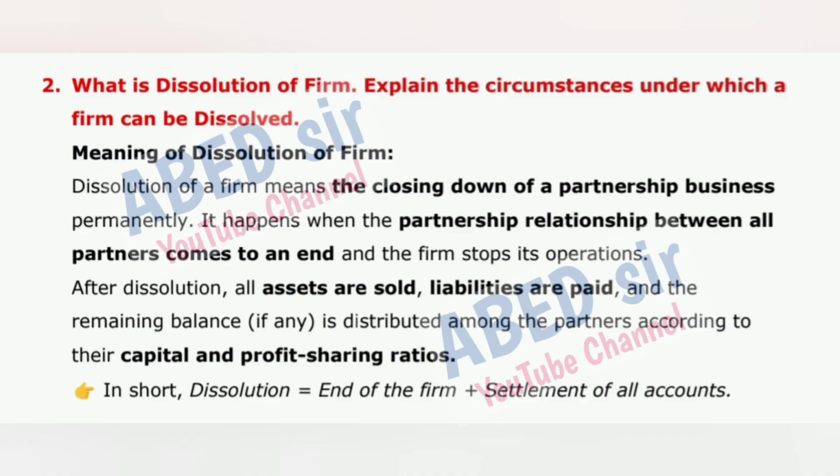Meaning of dissolution of firm. Dissolution of a firm means the closing down of a partnership business permanently. It happens when the partnership relationship between all partners comes to an end and the firm stops its operations. After dissolution, all assets are sold, liabilities are paid, and the remaining balance, if any, is distributed among the partners according to their capital and profit-sharing ratios. In short, dissolution is equal to end of the firm plus settlement of all accounts.